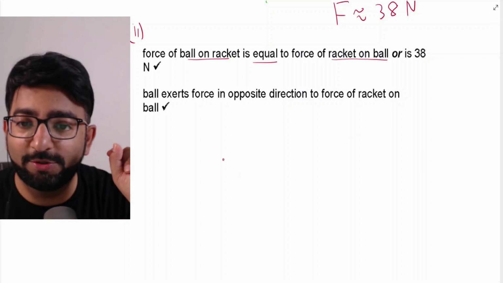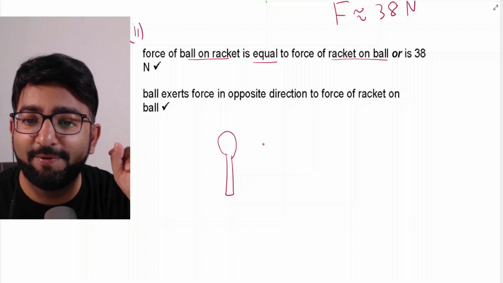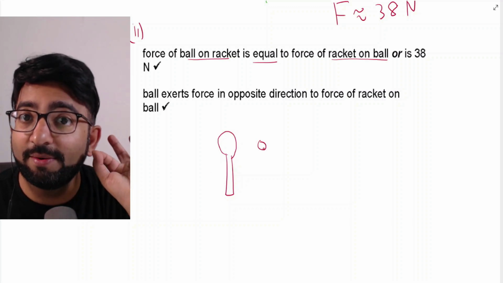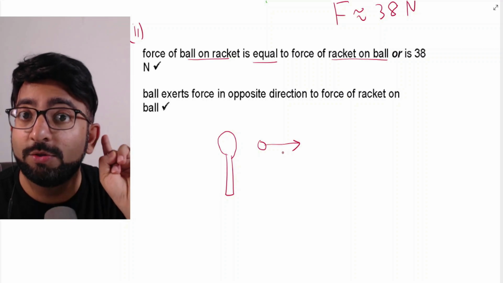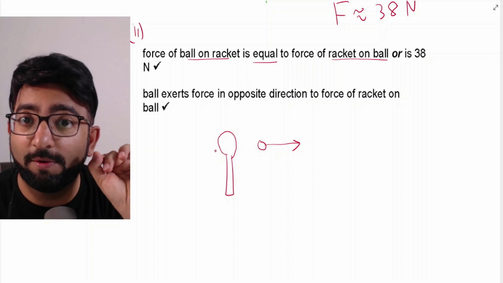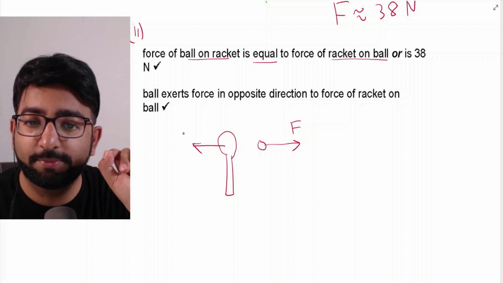In other words, let us draw a diagram. Let's say this is a racket and we have a ball. If the racket is giving a force to the ball in the rightward direction, the ball is going to provide the same force on the racket, but in the opposite direction.